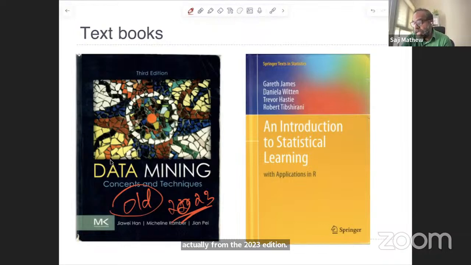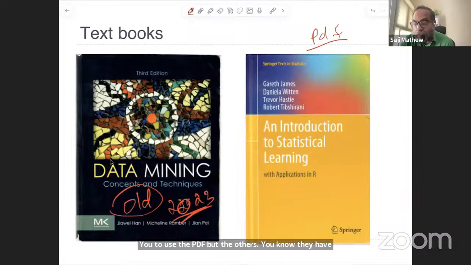And the other textbook is An Introduction to Statistical Learning. You can buy this book, but the Indian edition is not available. But you should be able to obtain the PDF if you do a Google search. That is informal information. I don't recommend you to use the PDF, but the authors have left a PDF copy online. You may search and find the third edition online, but you don't get the 2023 edition online.